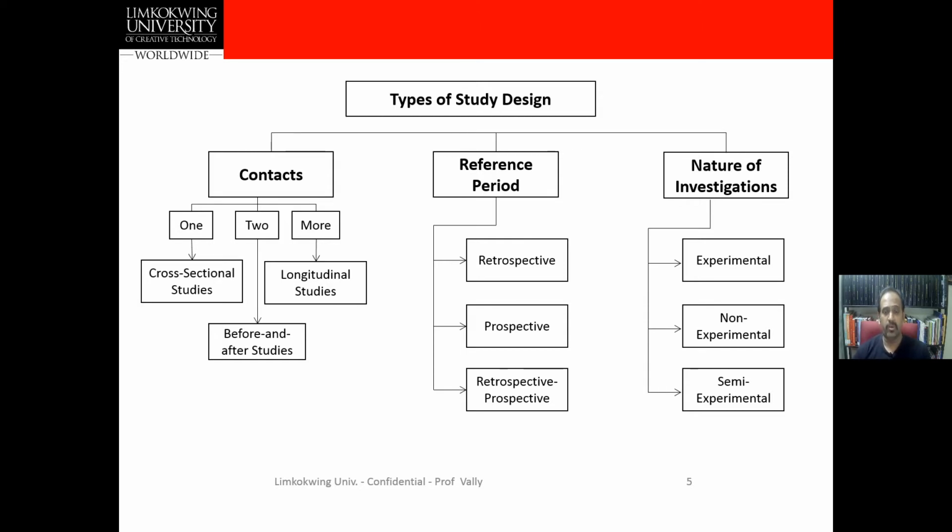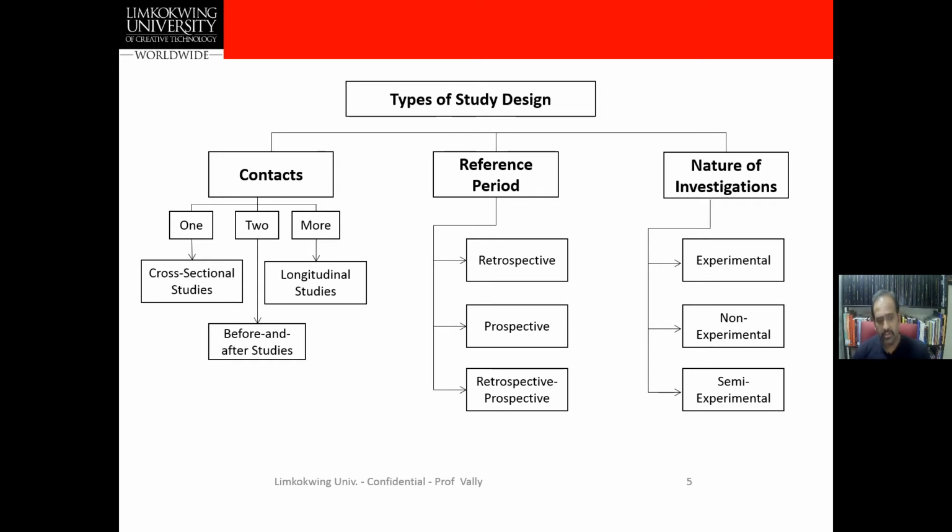It's very important: what research am I doing? Am I going to take my entire population? Am I going to interview all the people as my respondents? So I should know the methods and the process to be done. When we divide into three aspects, we have by context, reference period, and by nature of investigation. First is context.